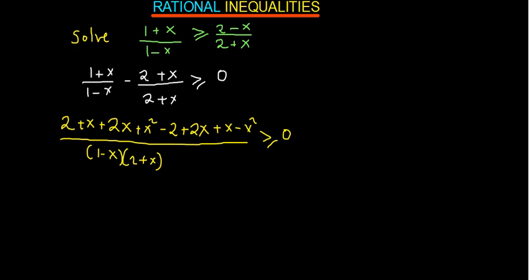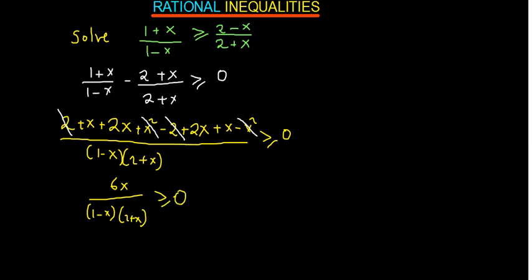Now you can see that this is positive x squared. This is negative x squared. What happens? They cancel out. This is a positive 2. This is a negative 2. What happens? They also cancel out. Okay, and then you have got x plus 2x, which is 3x, plus 2x, 5x, plus x, 6x. So that is going to give us 6x divided by (1 minus x)(2 plus x). That will be greater than or equal to 0.